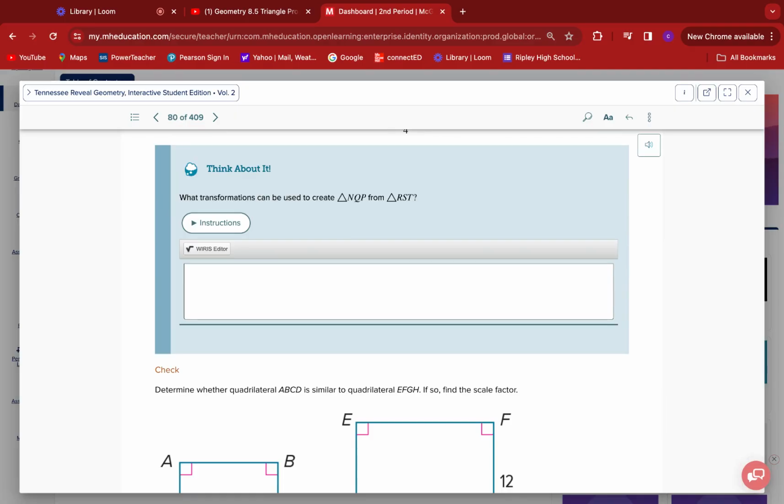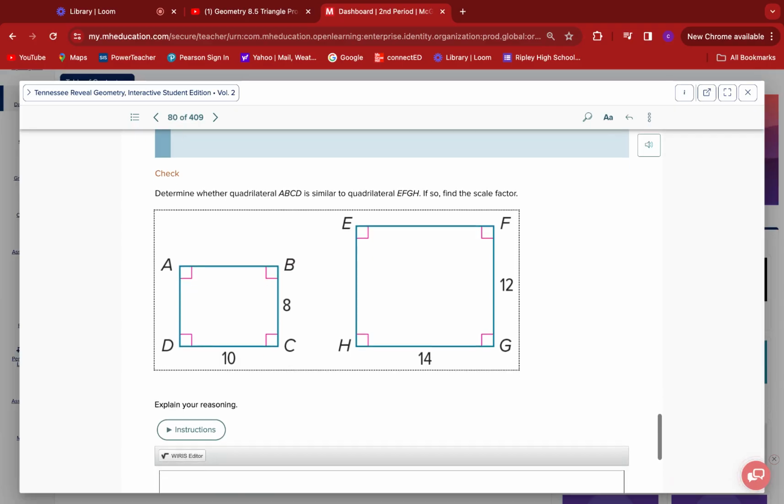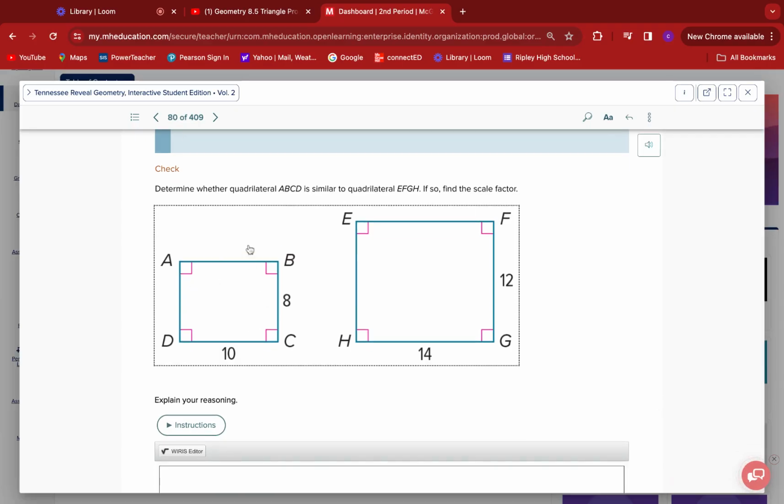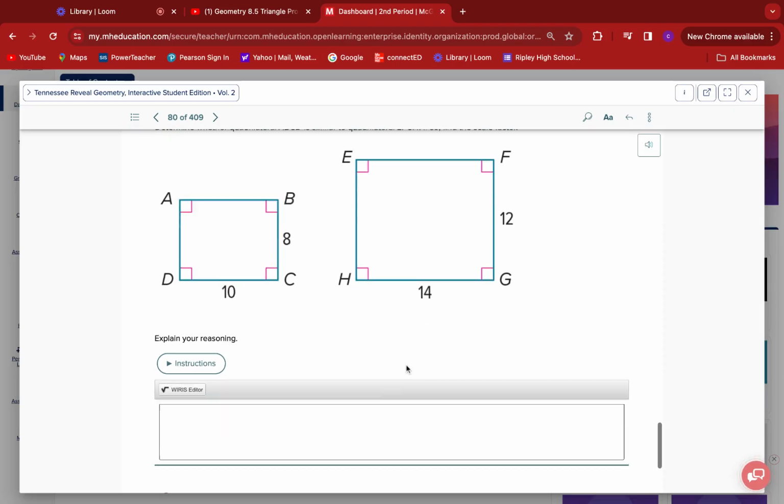Okay, so we got a check on the same page, page 470 of your workbook. All right, and it's asking us to determine if this quadrilateral, ABCD, is similar to this quadrilateral, EFGH. If so, find the scale factor. Okay, well, first two letters, because I'm not even going to worry about angles. They're all 90. They are equal. AB has to match up to EF. I'm going to put 10 over 14 and simplify.